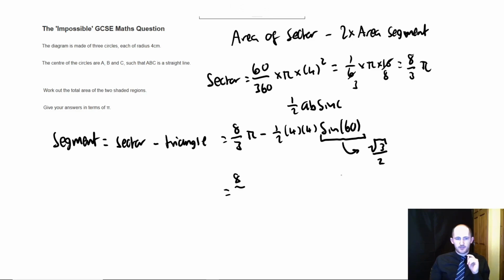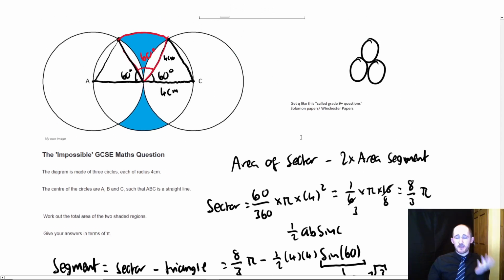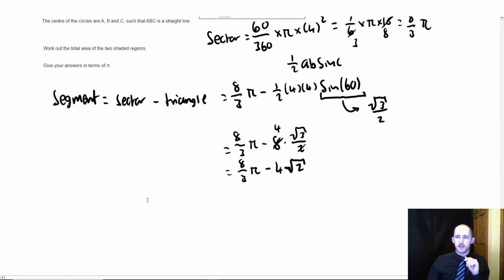So this would be 8 over 3 pi minus, so that'd be 2 times 4, which is 8, times root 3 over 2. So 8 over 3 pi minus, you can cancel the 8, so it just makes it 4 root 3. And we're basically done. So we have 2 times the segments: take the area of this big sector and take away 2 times the area of the segments.